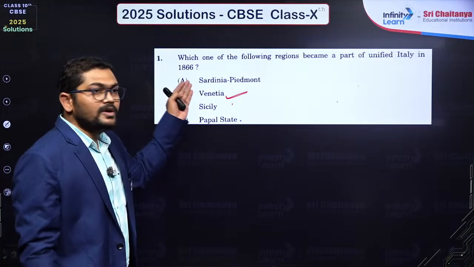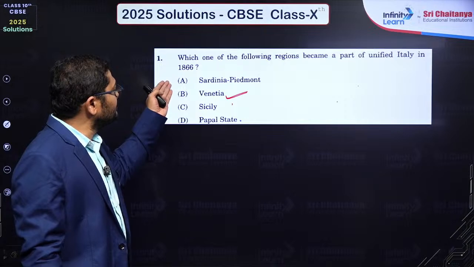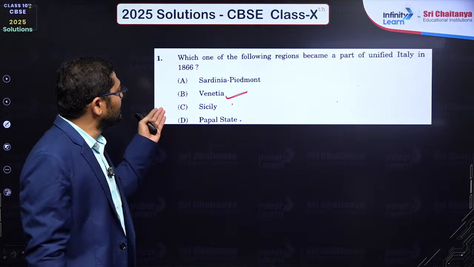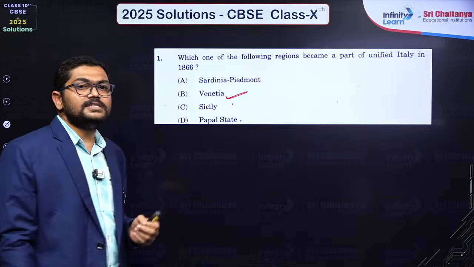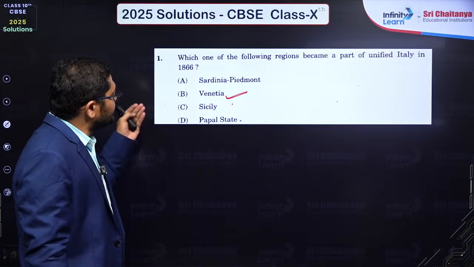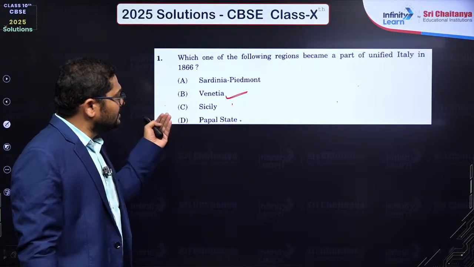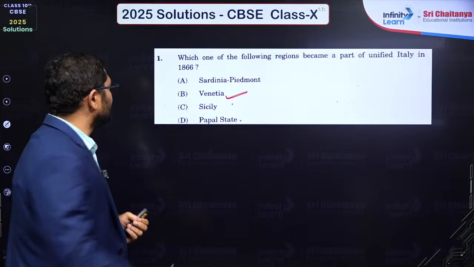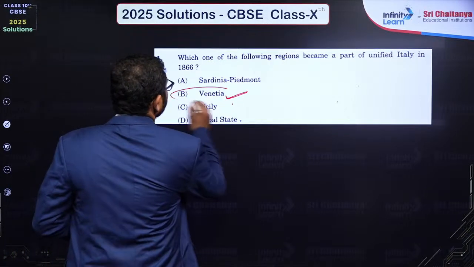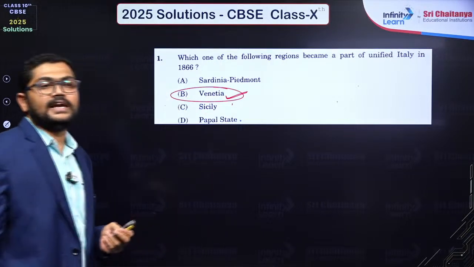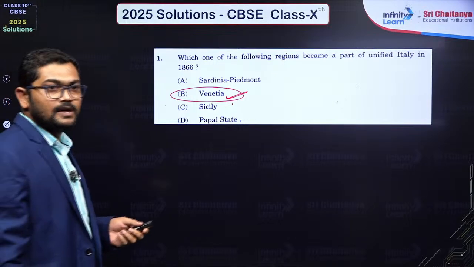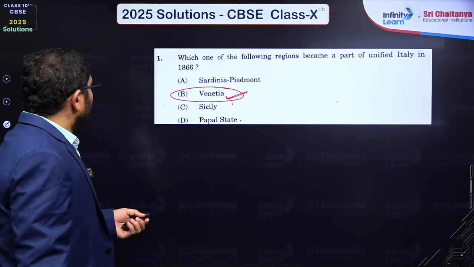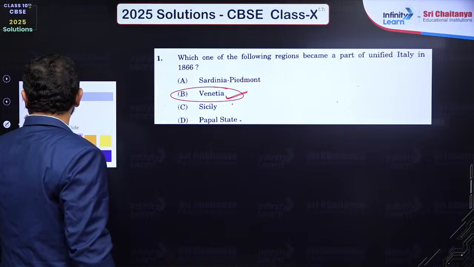Sardinia Piedmont is the state or region which led the unification. Then we have Sicily and the Papal States, which combined with the main region in the years 1860 and 1870 respectively. So that's the reason why for question number 1, option B stands to be true. Yes, option B. Let's see the next question.